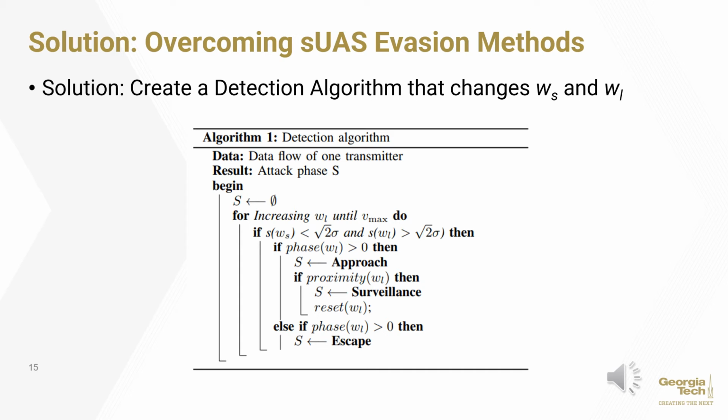If the phase of the window length is greater than 0, then we assume it's approaching, but we also make sure we check that it's not in the proximity or surveillance phase. If it's in the surveillance phase, we'll actually replace the window. Otherwise, if the phase is greater than 0, then we'll assume it's in the escape phase.